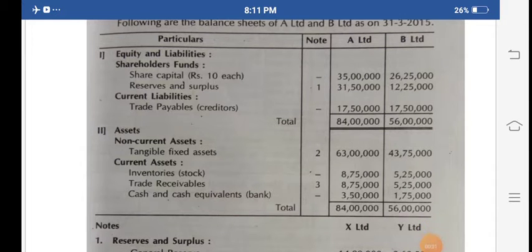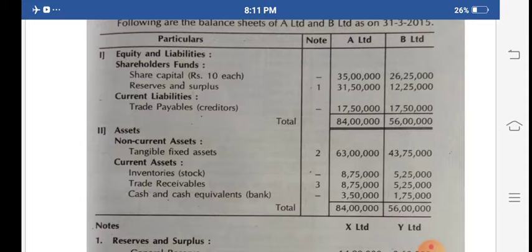Hi students, this lecture for BBA 4th semester is on corporate accounting, part 2. In the last lecture we solved the problems on amalgamation in the nature of merger as well as in the nature of purchase. Both the chapters we are going to solve at a time.